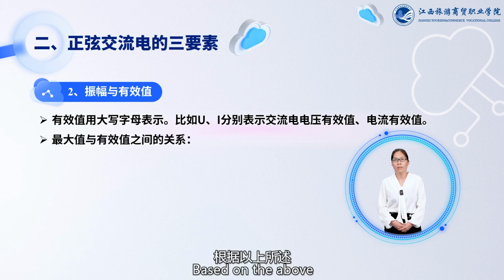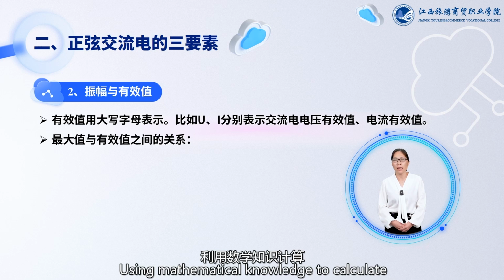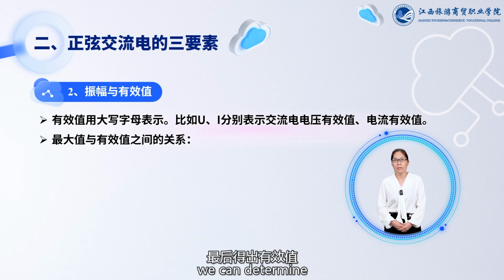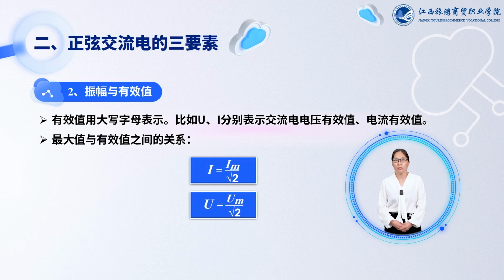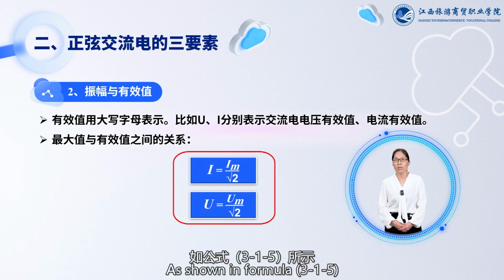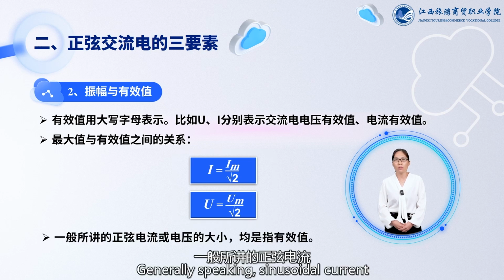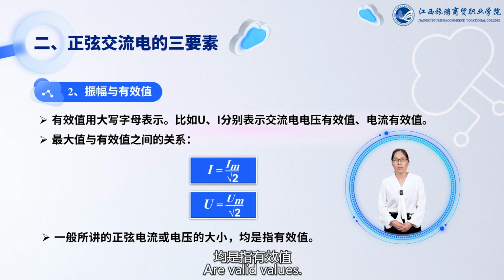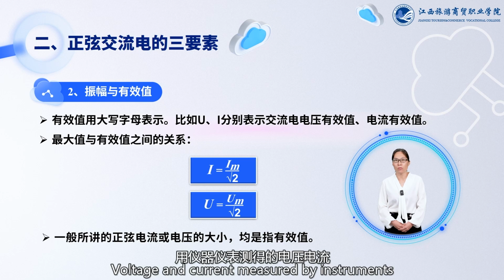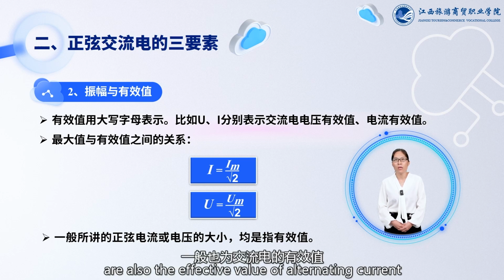Based on the above, using mathematical knowledge to calculate, we can determine the relationship between effective value and the maximum value. As shown in Formula 3.1.5, generally speaking, the magnitudes of sinusoidal current or voltage are effective values. Voltage and current measured by instruments are also the effective values of alternating current.